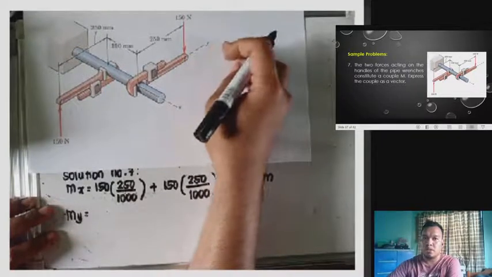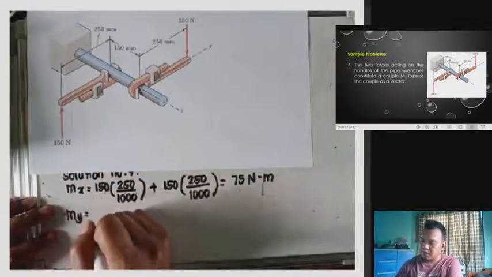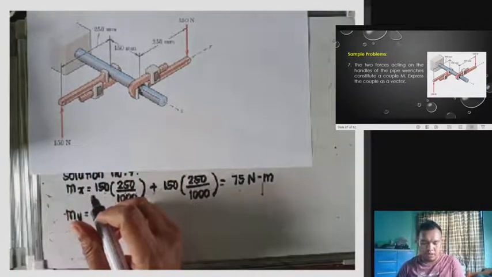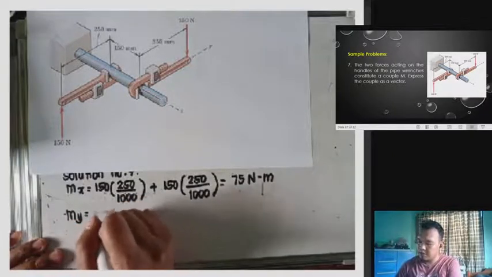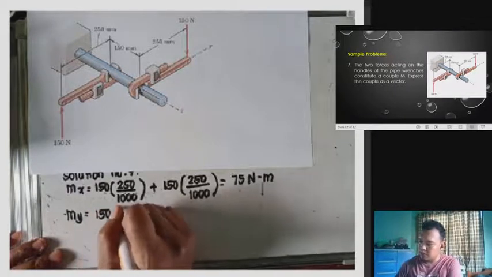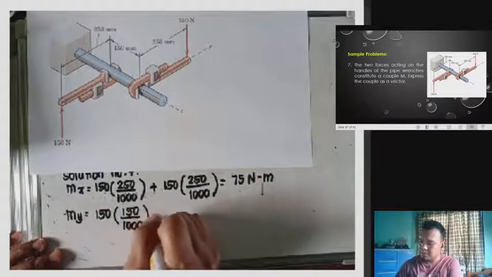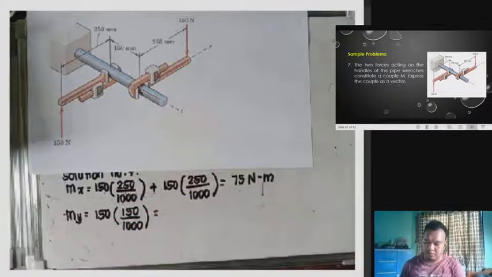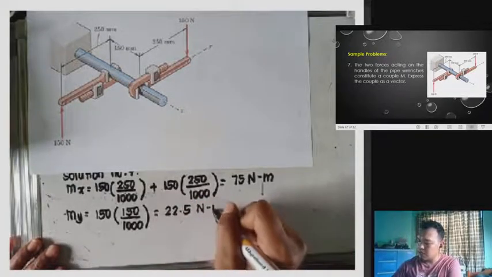ito ay wala ng moment kasi nga nag-pass through siya sa y-axis natin. Ito yung y-axis natin. So, ito na lang gagalaw. So, we have here, pag ganun ang galaw niya, clockwise pa rin siya. So, positive yung value natin. So, we have here 150 multiplied by the perpendicular distance, which is 150 all over 1,000. We have here 150 times 150 divide 1,000. 22.5 Newton meter.